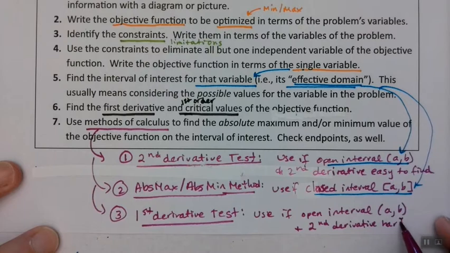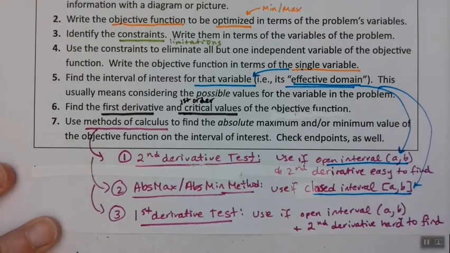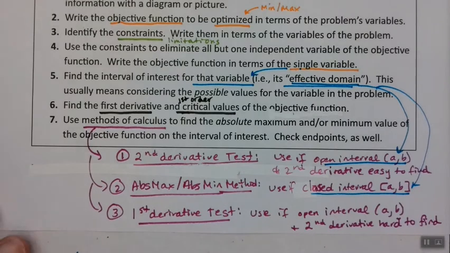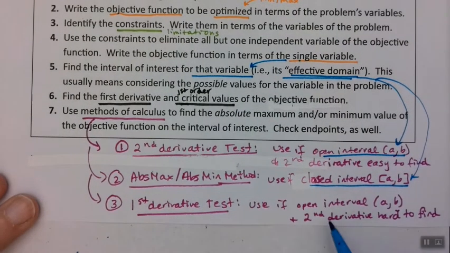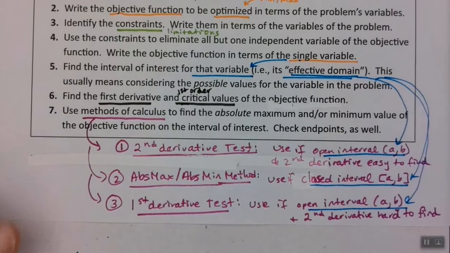Right? So you can sometimes tell because you've found enough derivatives at this point that, if it's a polynomial, then it's no problem to find a second derivative. But if it's something really ugly, you probably don't want to find the second derivative, right? And so then that effective domain is an open interval.